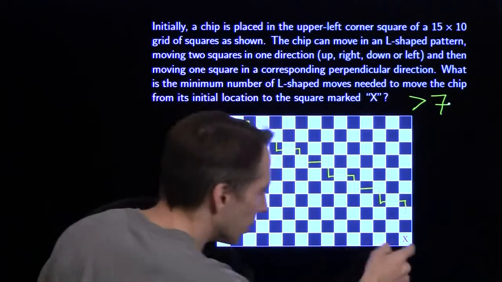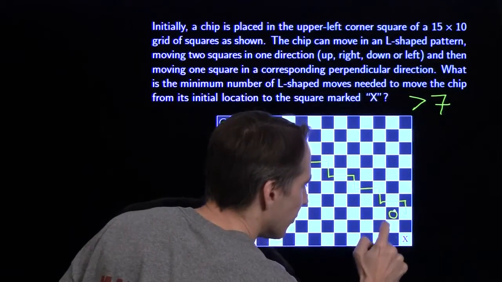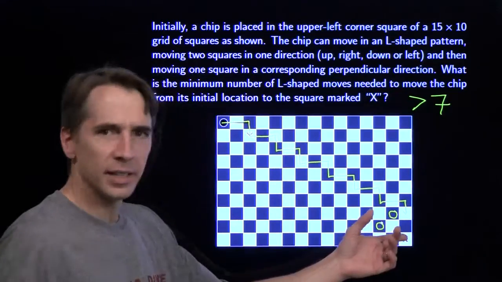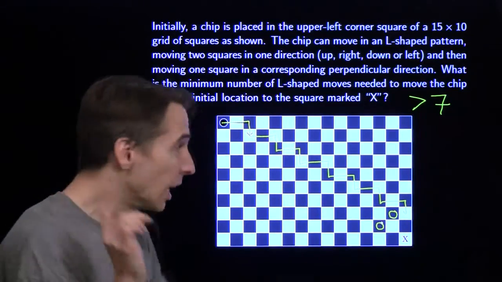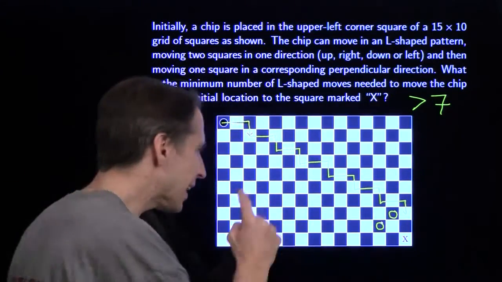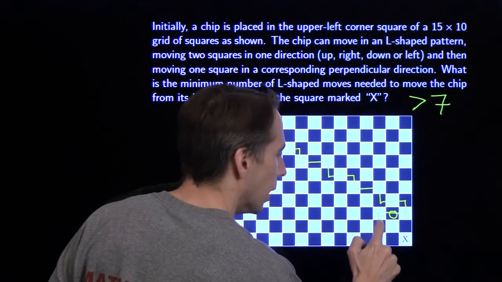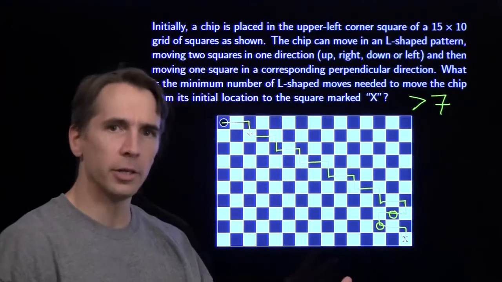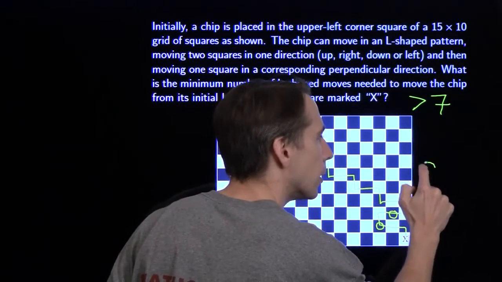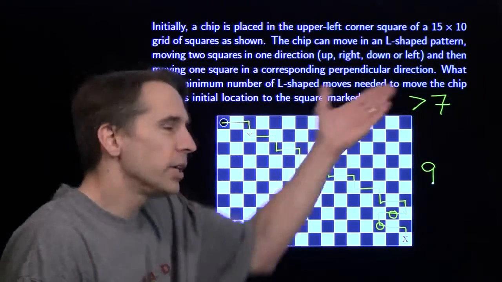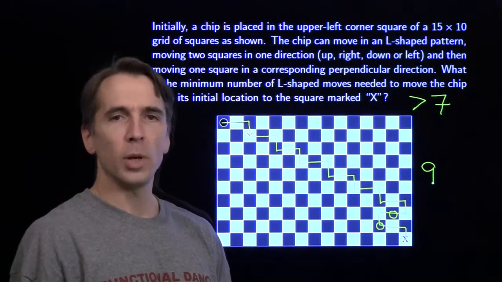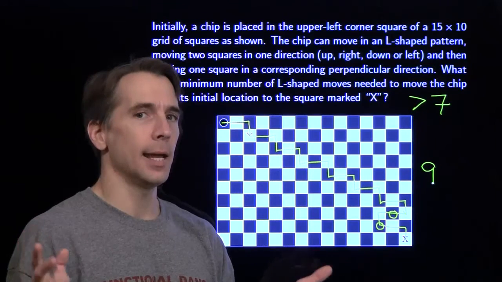Now, sitting here and looking backwards like we did before, knowing that we have to hit this cell or this cell to get to the X, I see immediately now, I can't get there in 7, I can get there in 9. You can go here and then here, and we're there in 9. So I know for sure 9 will work. And I know the answer is greater than 7. The question is, can we get there in 8?